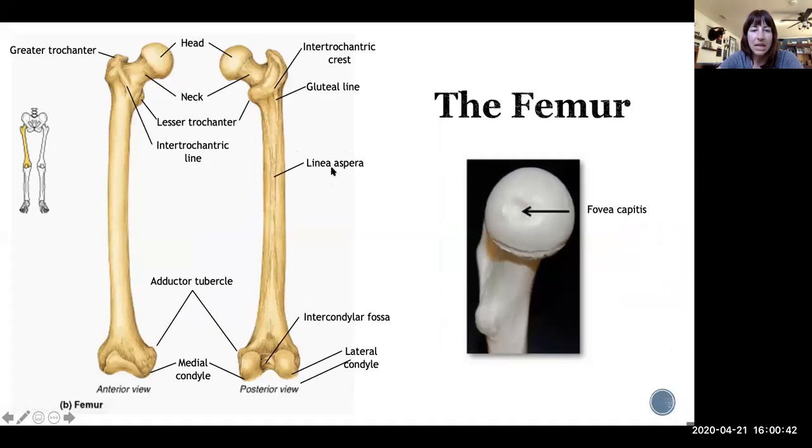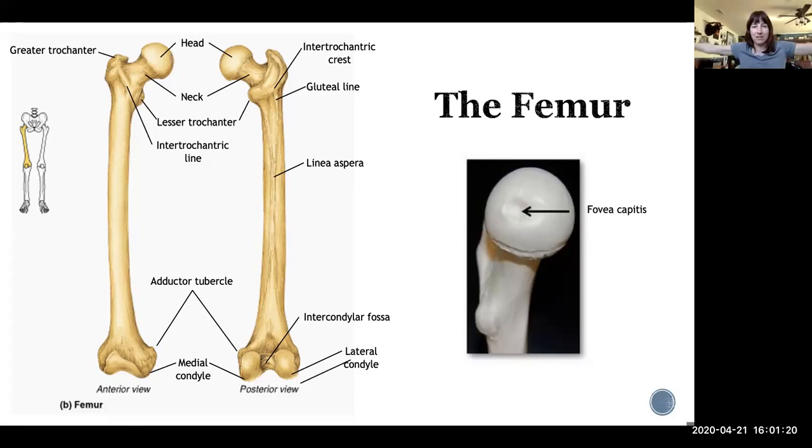So the linea aspera, and then down at the distal end of your femurs, we've got tubercles and condyles. This tubercle is going to be on the medial side. It's the adductor tubercle, because the muscle that goes from up here somewhere to this adductor tubercle closes your legs together, okay? So the adductor tubercle is involved in adducting those limbs, which is a word that we will learn when we talk about muscles and joints and muscle movements.